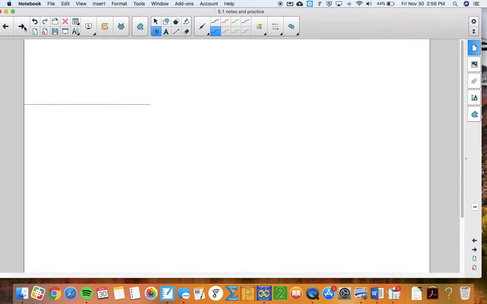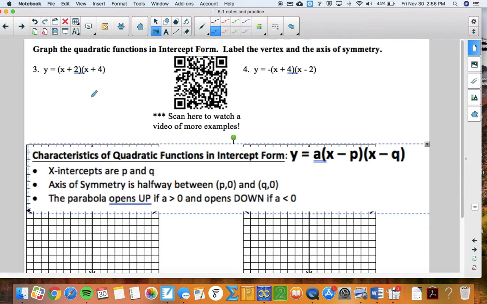Alrighty. Let's try a little intercept form. The intercepts are P and Q in this form. Whenever you see that minus sign in front, think the word opposite. It's the opposite of what you see up here, and it's the opposite of what you see over here. So the x-intercepts are here at -2 and 4. Sorry, -4. X, because it's the opposite.